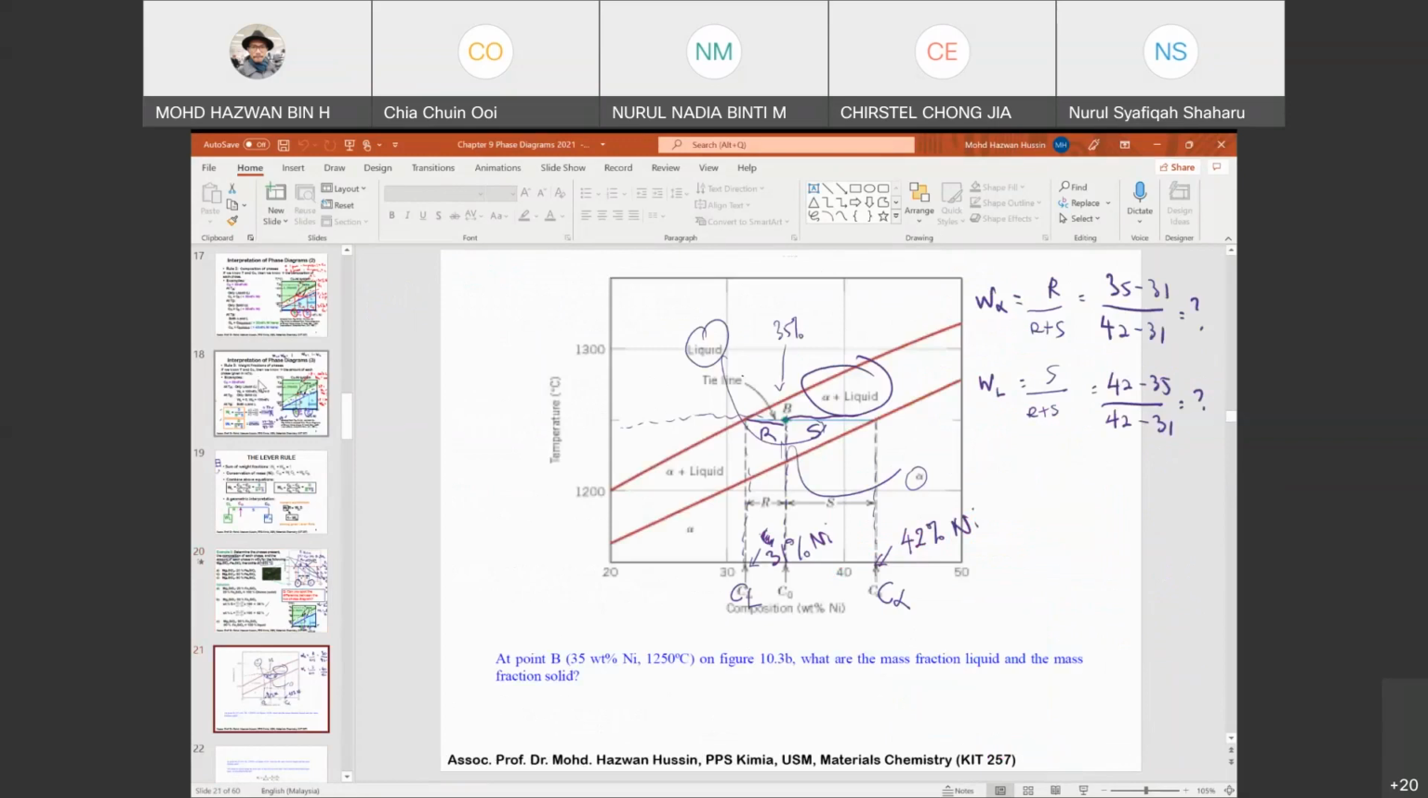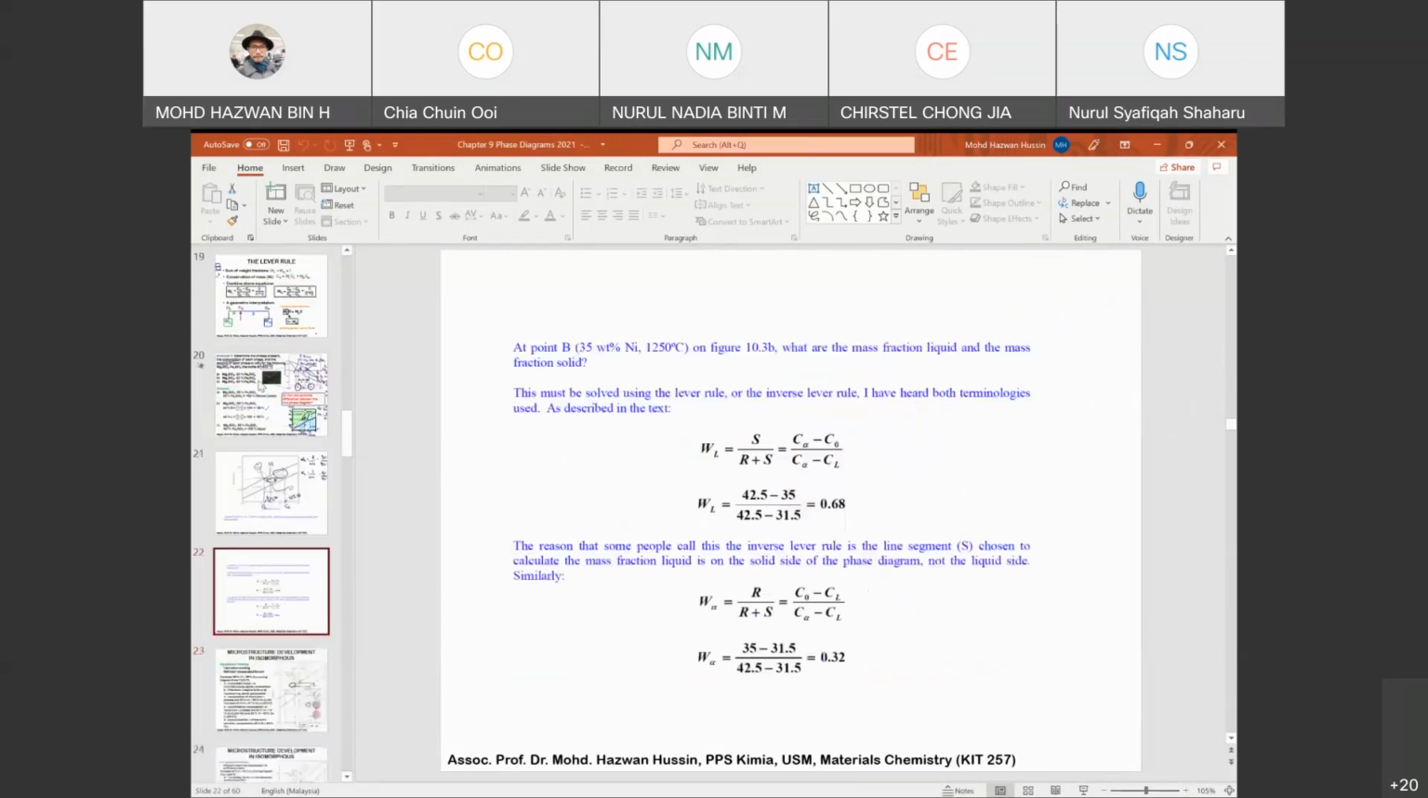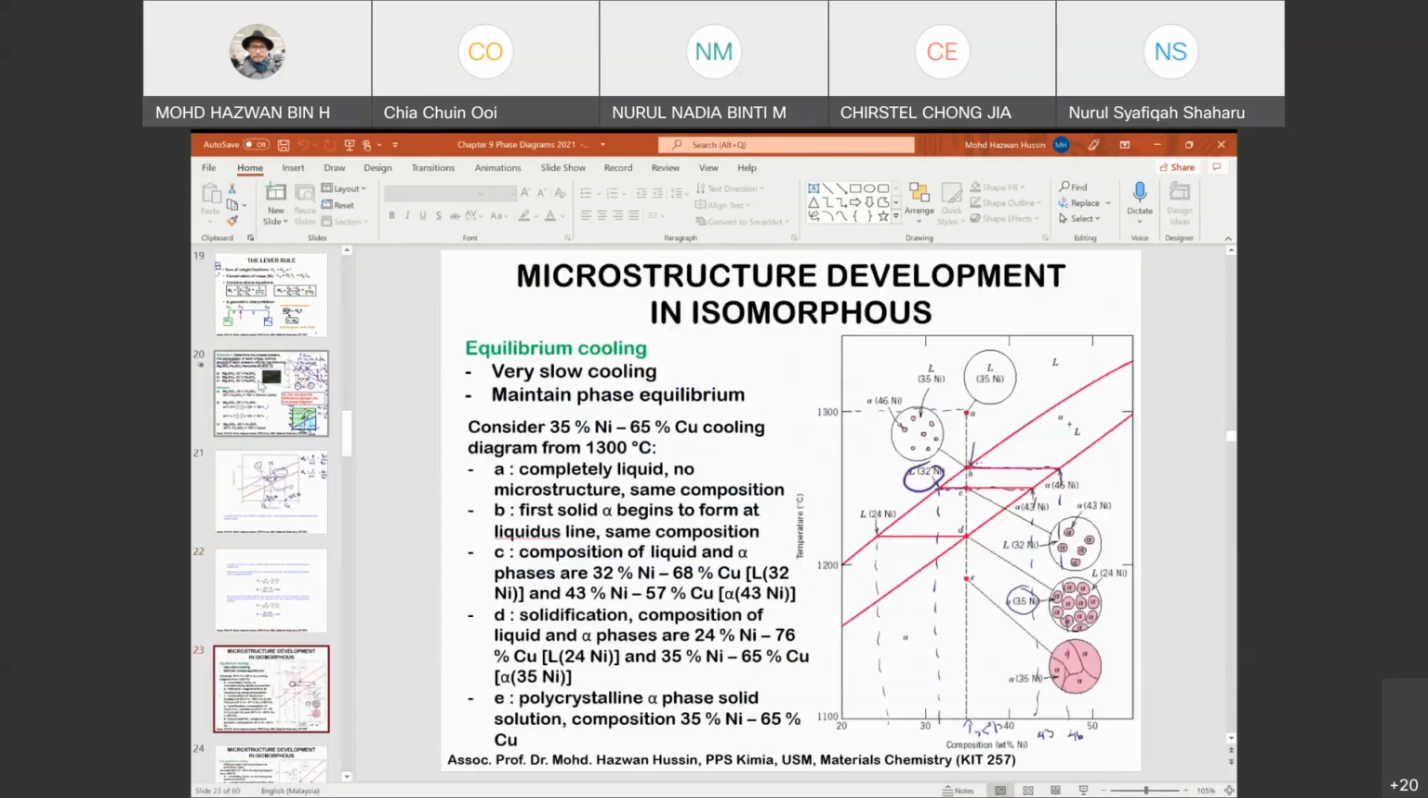So I really hope that you are able to understand how you can read and determine the weight fractions. Most of this lecture was recorded, and if you still didn't understand, you can watch back the videos and try to get the idea of how to determine all these things. And finally, last Wednesday, we stopped at the microstructure of an isomorphous system.